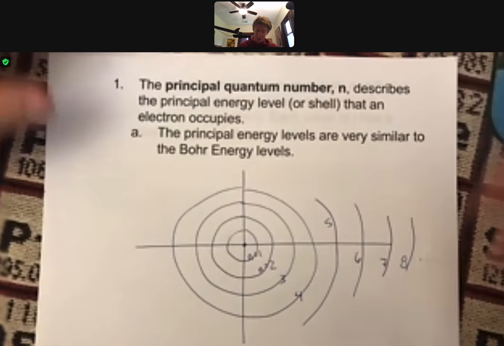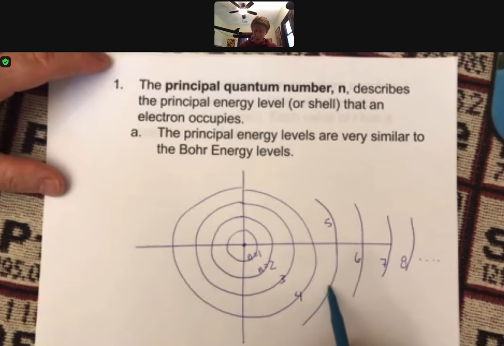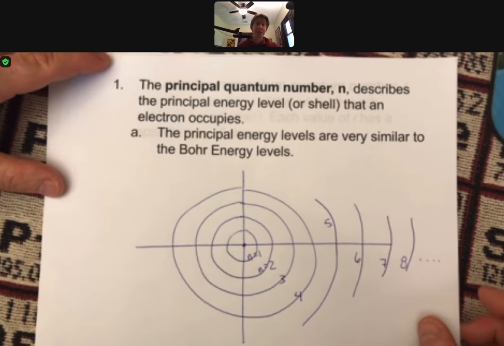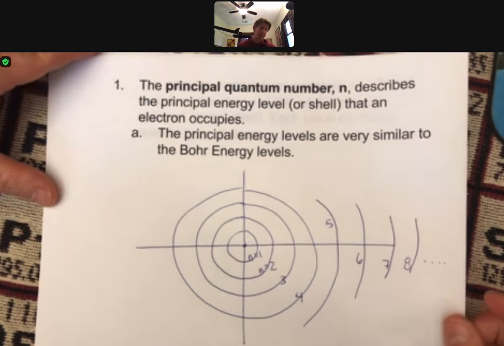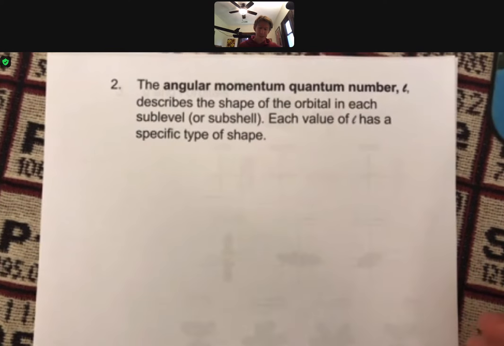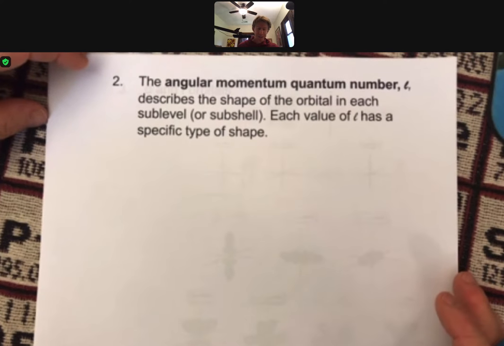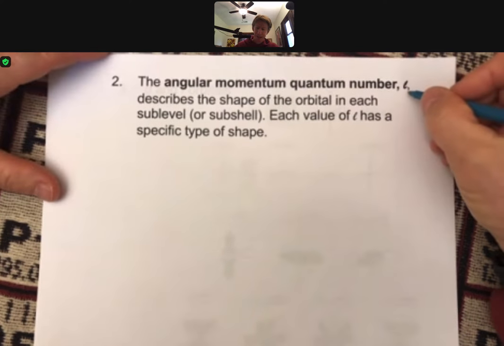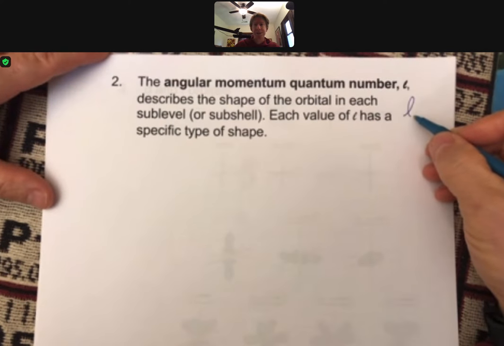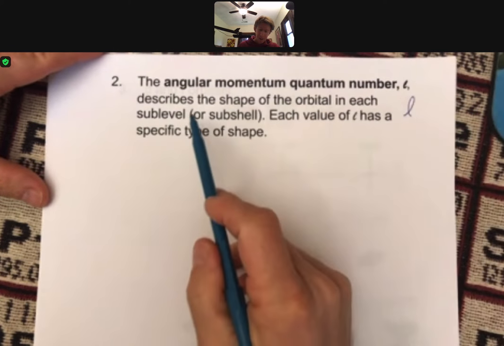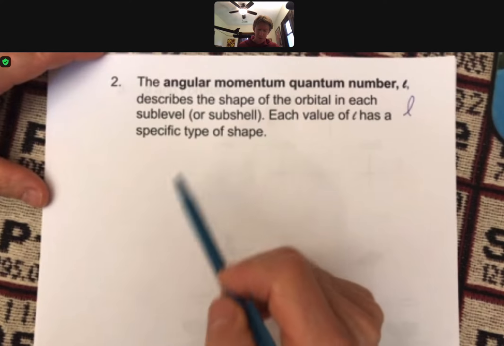That's the principal energy level, and these n values are given here, and we'll see the n values again. That's the principal quantum number, and it is one of the quantum numbers. This is your first, and I think only, quantum number we'll really deal with. We'll tell you the name of the next one. It's the angular momentum quantum number. It has the lowercase letter l, which I've scripted there so you can tell that it's not a one. It describes the shape of the orbital in each sublevel or subshell.